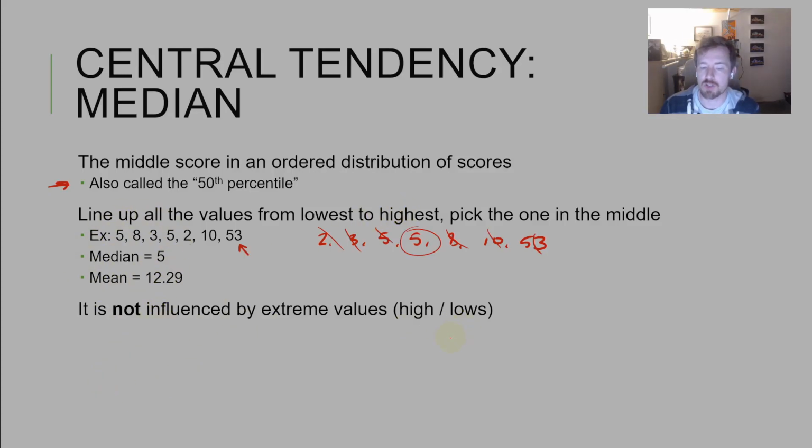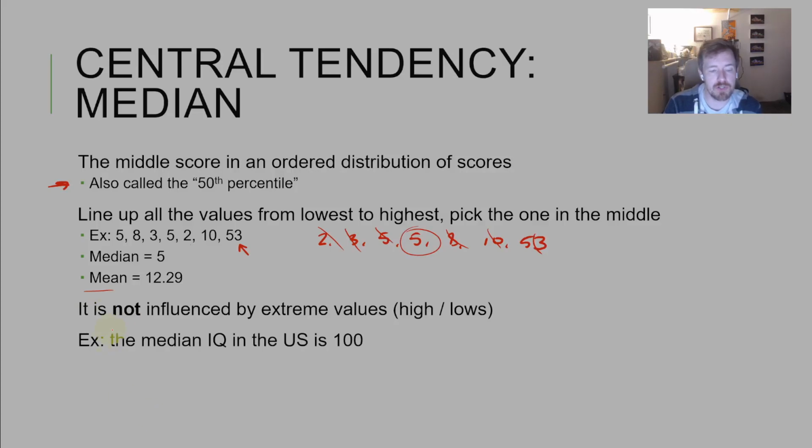So the median is not influenced by extreme values, as we can see here. When I had this 53, the 5 here is the middlest value. It's not affected by whether this is 53 or 500. It would not matter. It would absolutely matter if it were the mean, however.